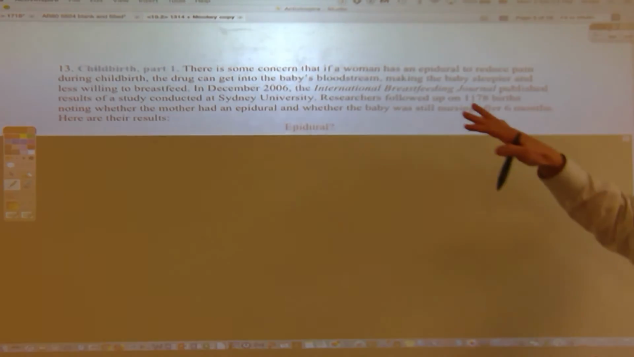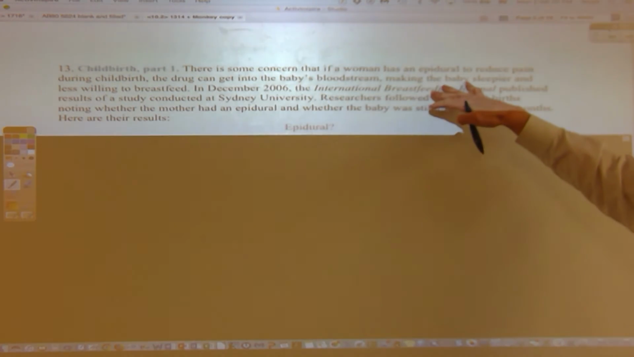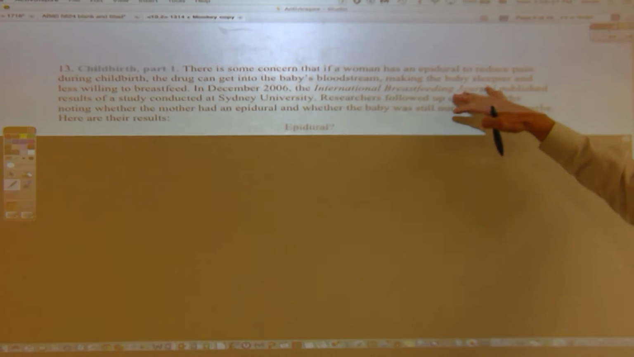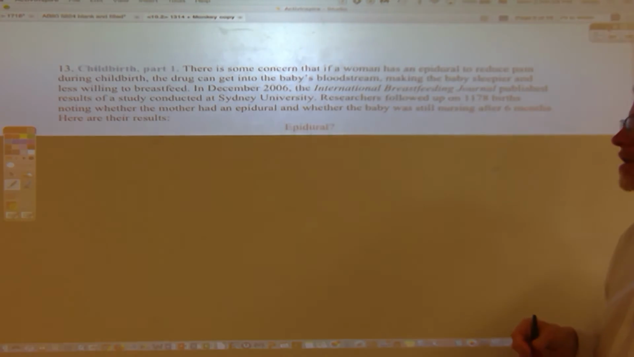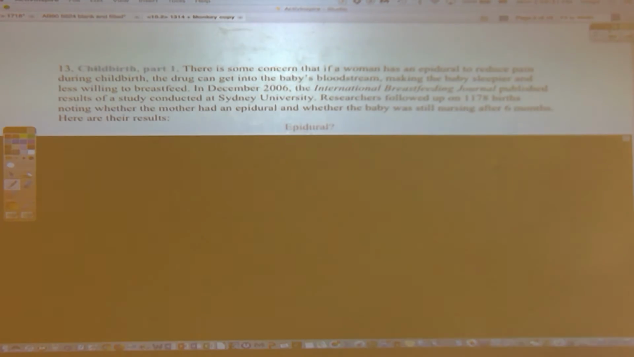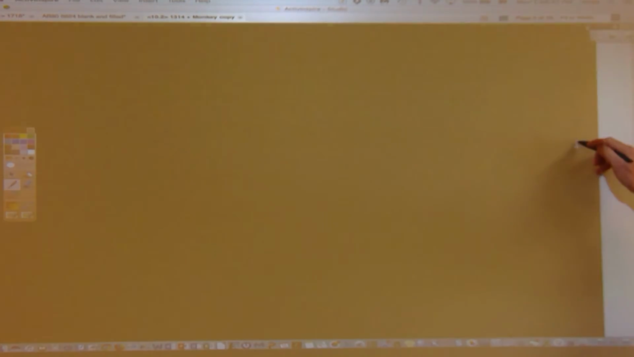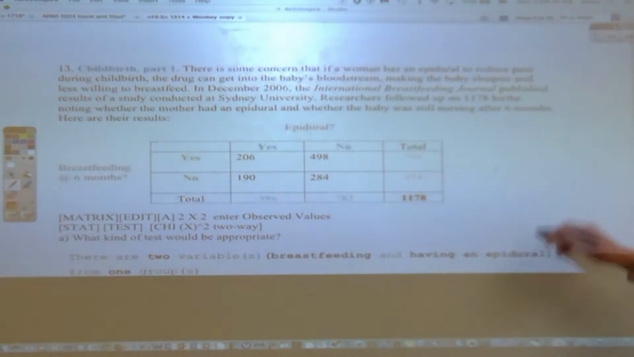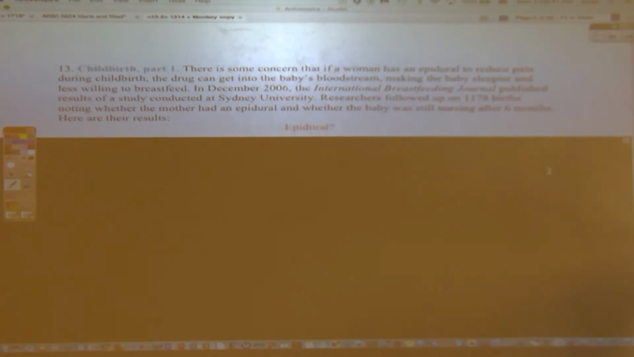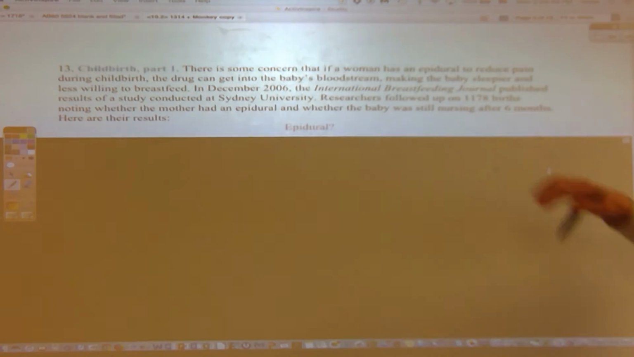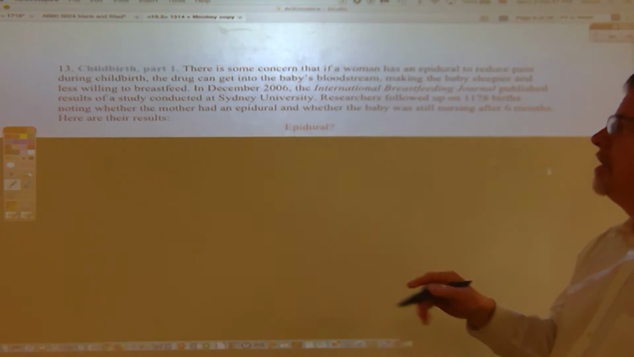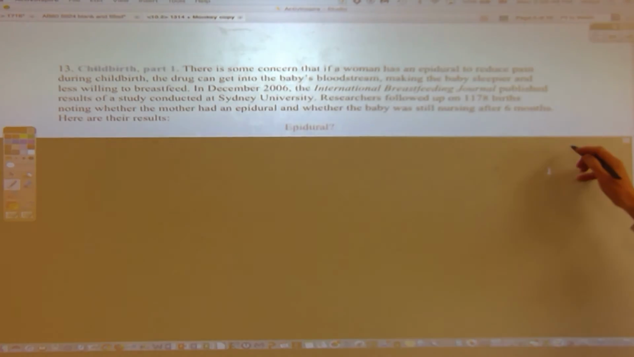But the downside is that it could make the baby sleepier and less willing to breastfeed. So in December 2006, the International Breastfeeding Journal published results of a study. I don't subscribe to this journal, never read it, but apparently it's a thing. Researchers followed up on 1,178 births, noting whether the mother had an epidural. So that's one category, whether the baby was still nursing after 6 months.